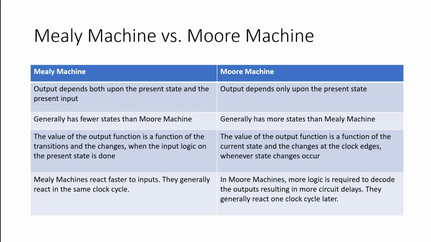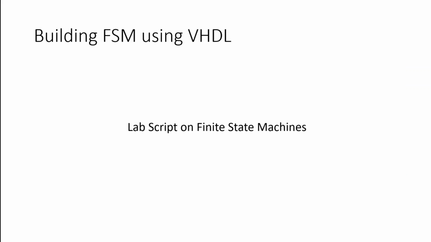Finally, Mealy machines react faster to inputs, and they generally react within the same clock cycle, whereas in Moore machines, more logic is required to decode the outputs, resulting in more circuit delays, and they generally react 1 clock cycle later. All right, so the next thing to look at is the lab script on finite state machines, which is going to allow us to have a look at some VHDL code for writing code for a finite state machine.